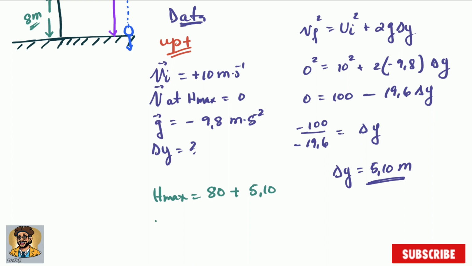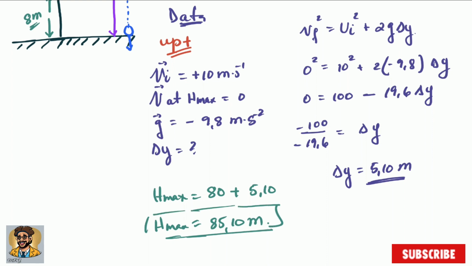So the maximum height is therefore going to be 85.10 meters. No direction needed because that one is a scalar quantity. That is the answer of the question.